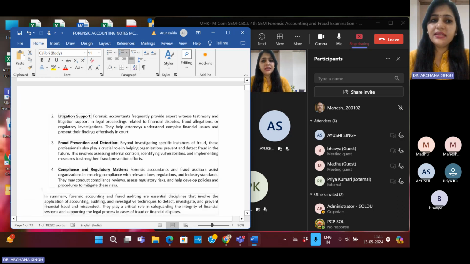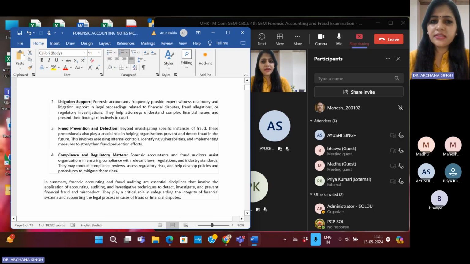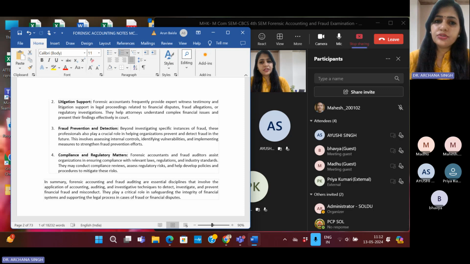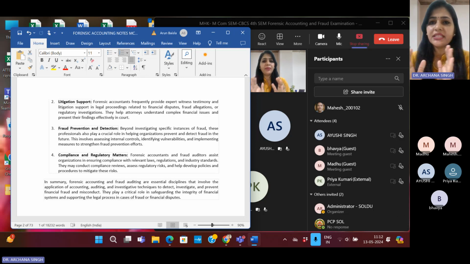Then second is litigation support. Forensic accountants frequently provide expert witness testimony and litigation support in legal procedures related to financial disputes or fraud allegations or regulatory investigations. So they help the attorneys to understand the complex financial issues and present their findings effectively in the court.